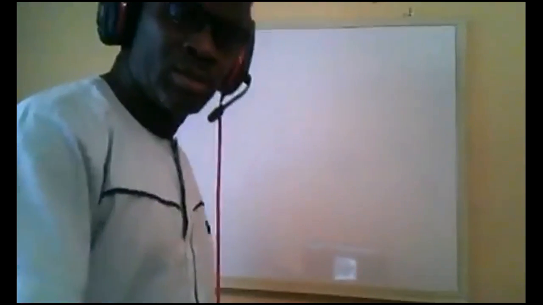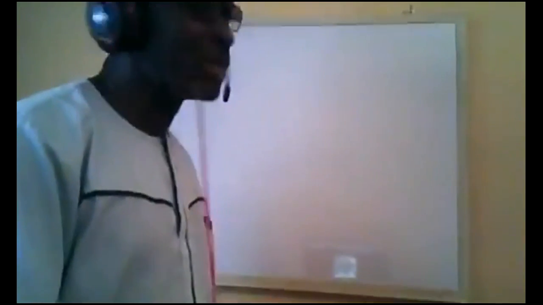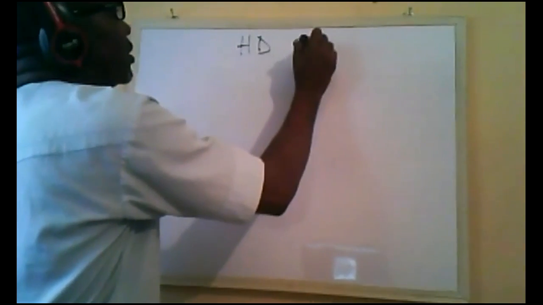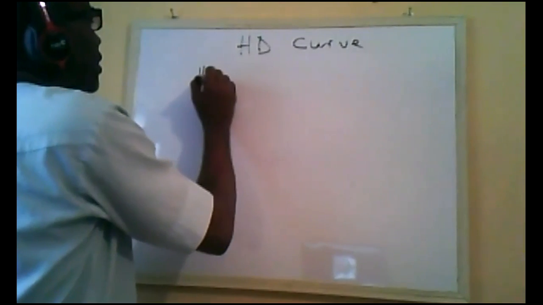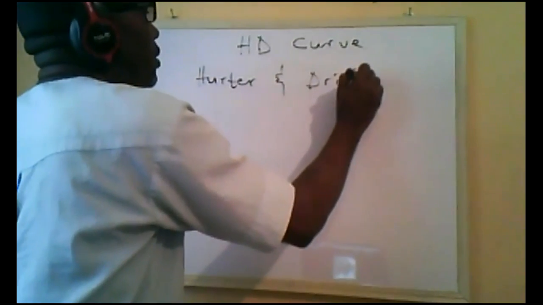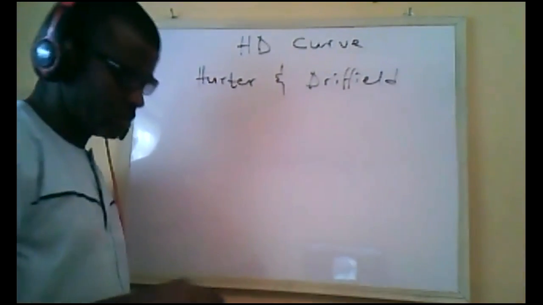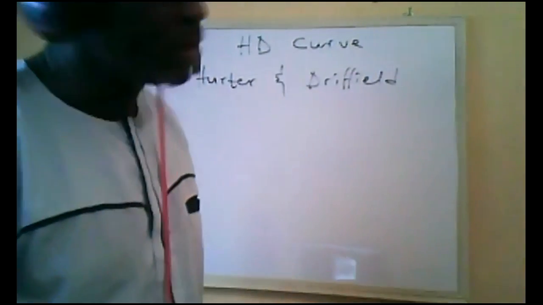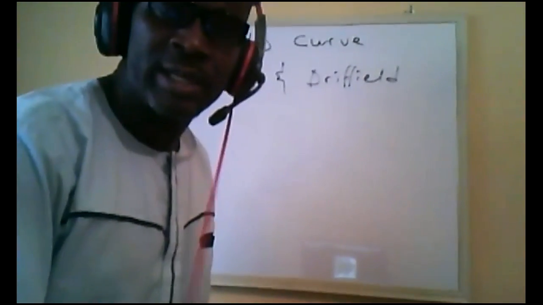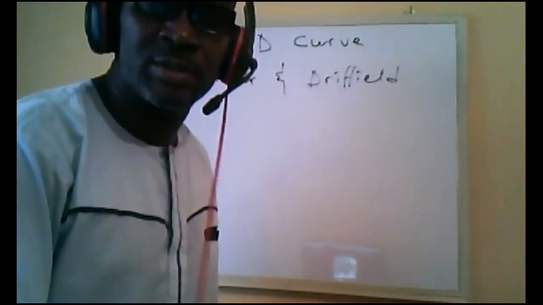So let's conclude with, or better still, let's look at the HD curve. H and D, Hurter and Driffield. These two individuals worked extensively on the characteristic curve. But I would like to share the screen to make it come out much more vividly.